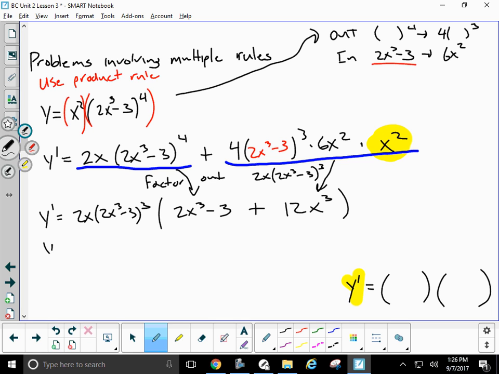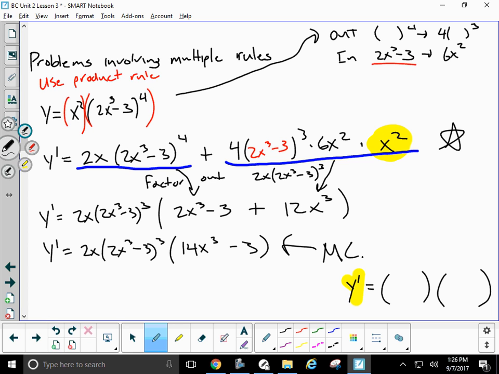Then we can simplify again, giving us 14x cubed minus 3. This is correct, sure. This is what you're going to see on a multiple choice. And I'm going to ask you to do that on a quiz for next class. This would be able to simplify something so it's a product like that.